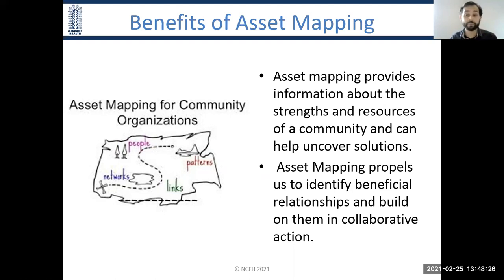So asset mapping propels us to identify beneficial relationships and build them into collaborative action. By identifying and locating resources in your service area, you can begin the process of collaborating. So, one question for everybody. What are some additional benefits you see of asset mapping? I've named a good amount there, but there's plenty more.